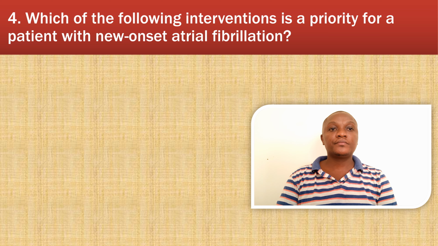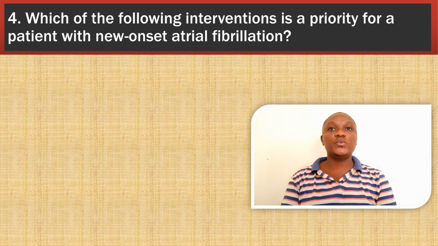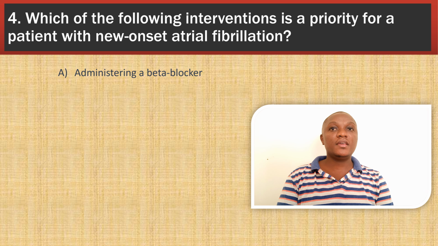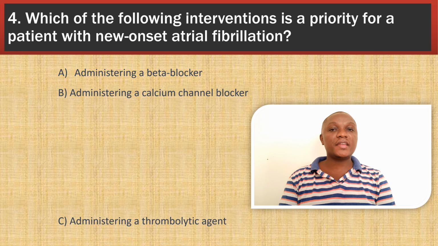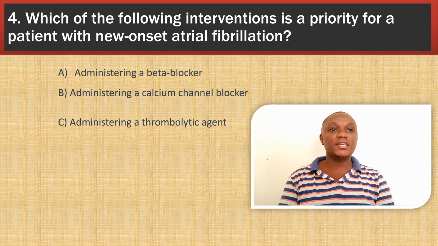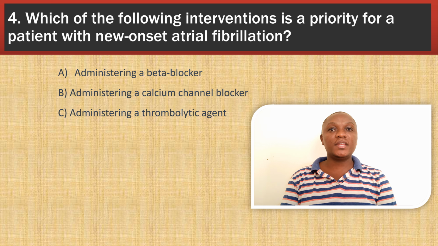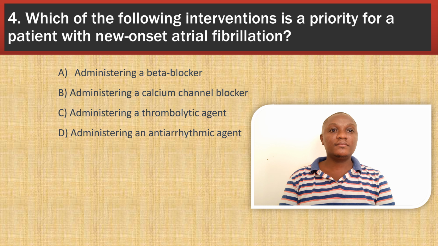Question 4. Which of the following interventions is a priority for a patient with new onset atrial fibrillation? A. Administering a beta blocker. B. Administering a calcium channel blocker. C. Administering a thrombolytic agent. And D. Administering an antiarrhythmic agent. What's your answer?